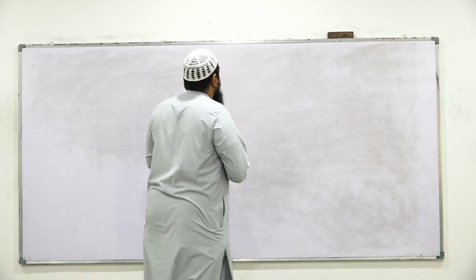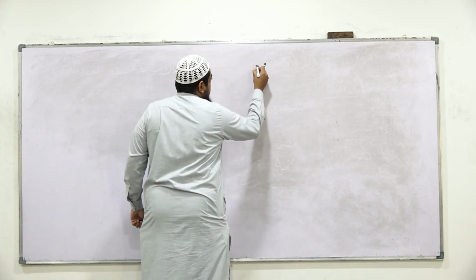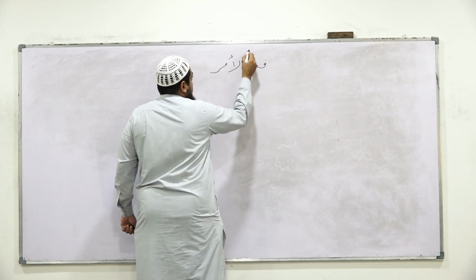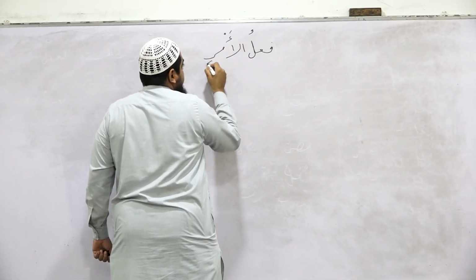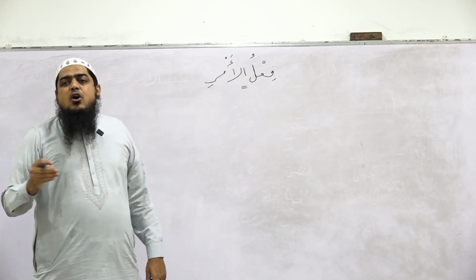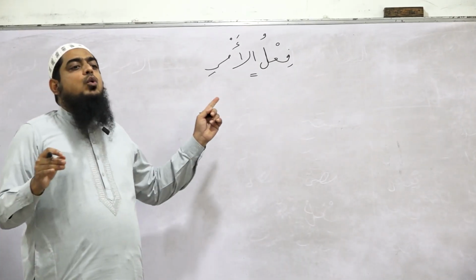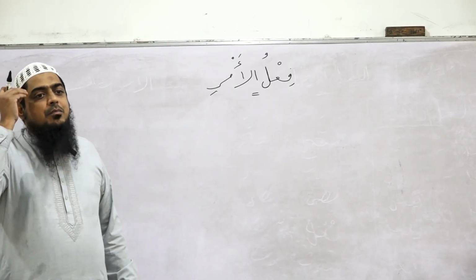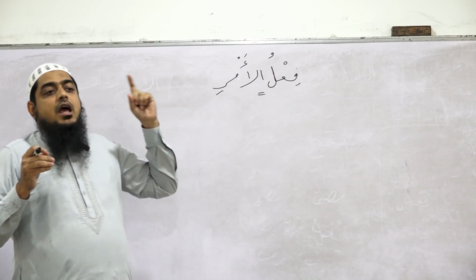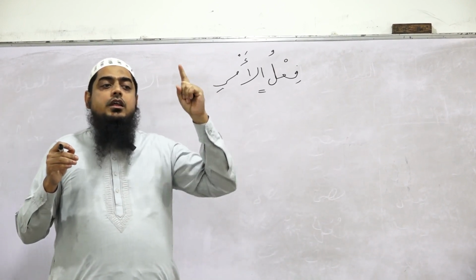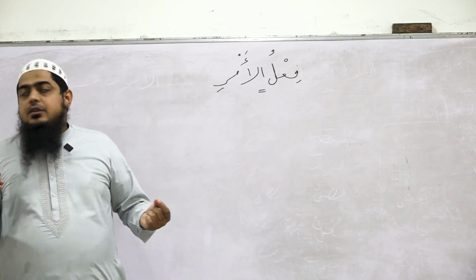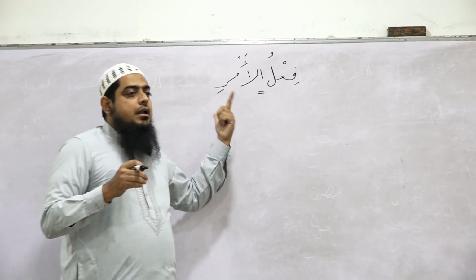Now let's see al-Amr. First of all, please remember, this is fi'lul amri. Very common mistake done by people. They say al-fi'lu, al-amru. Keep this in mind, this is fi'lul amri. This is in mudaf ilay pattern. Al-fi'lul madi, al-fi'lul mudari. But this is fi'lul amri. Don't say al-fi'l, al-amr. Won't come. This is mudaf and this is mudafun ilay pattern. Okay, this is first one.